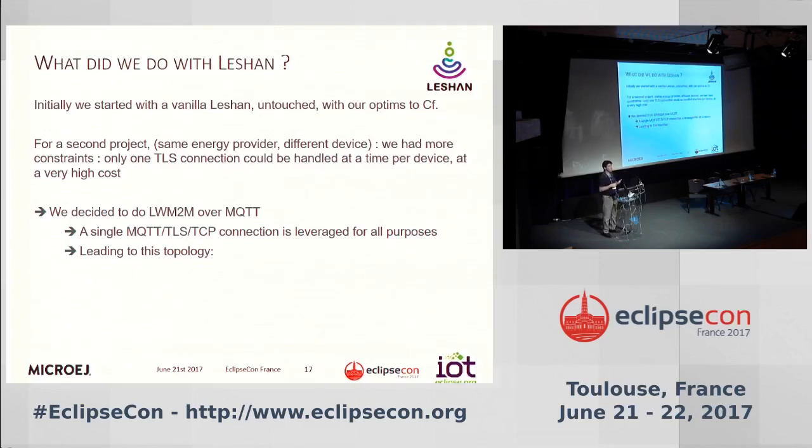So what we decided to do was to do our own specification and our own implementation of lightweight M2M, but instead of using CoAP, we decided to put it on top of MQTT and to rely on the already existing TLS connection to the MQTT server to multiplex the information into this channel. I know theoretically it's not the best scenario you can have, but the reality that we faced was that we can only afford a single TLS connection.